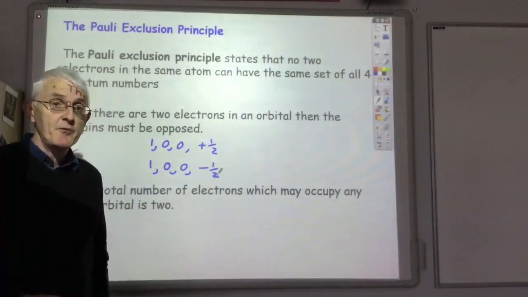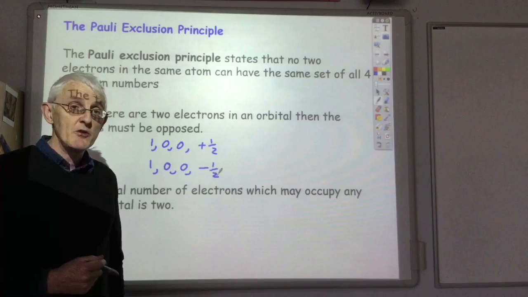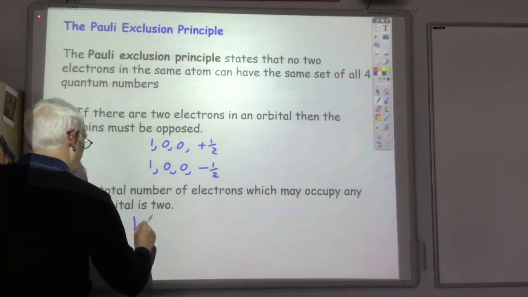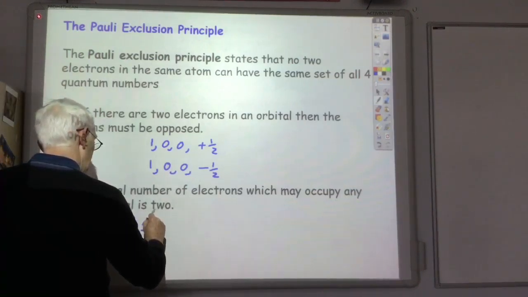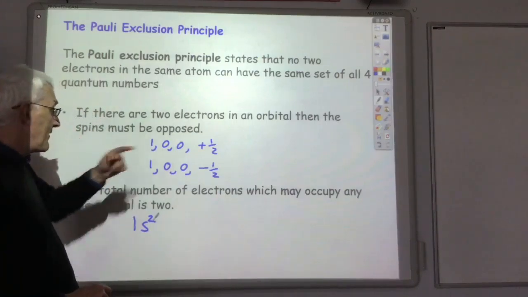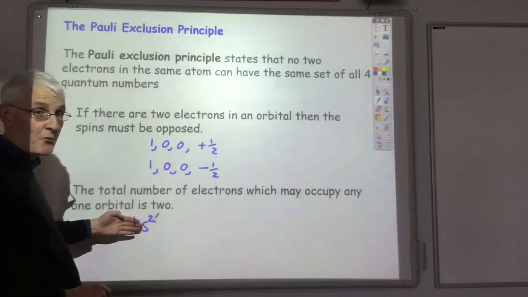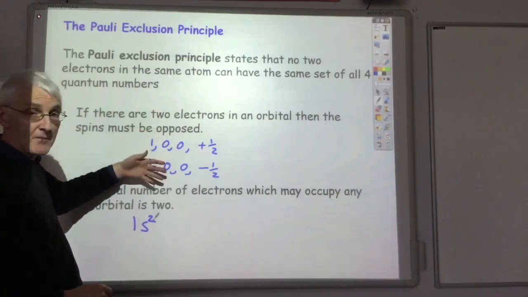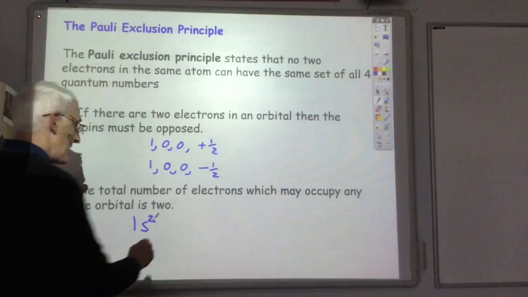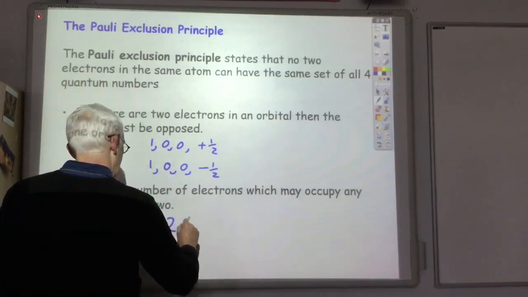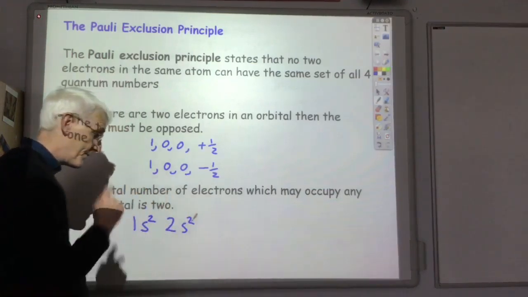So combining the Aufbau principle and the Pauli exclusion principle, we know that the first electrons will go into the 1s orbital. But that orbital can only take 2 electrons. So we write 1s2. The first 2 electrons will have these 4 quantum numbers. If we tried to put another electron into that orbital, we'd have to have one of these same sets of quantum numbers, and that's not allowed. So the third electron would go into the next lower energy level, 2s, and once more that can only take 2 electrons, then it's full.